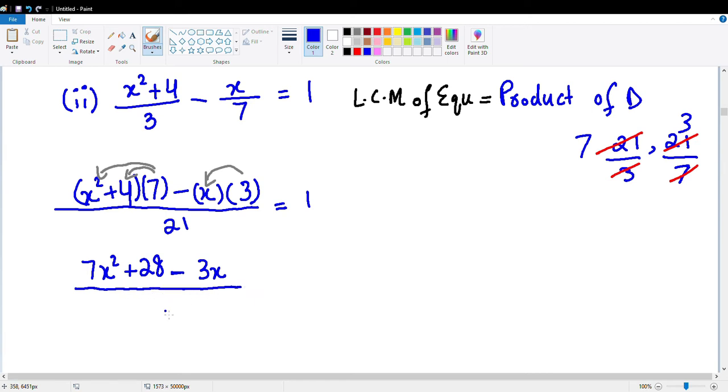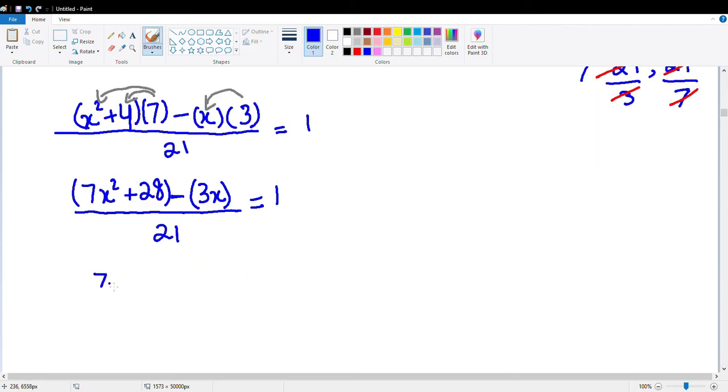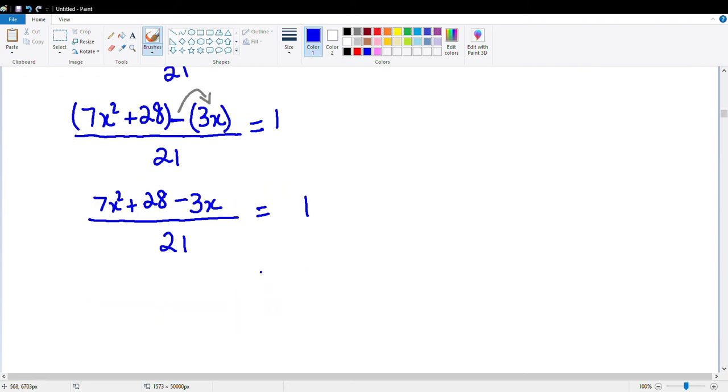over 21. And now these are still in brackets, equals 1. Now we're going to write 7x squared plus 28, and then this minus multiplies with 3x, and we'll get minus 3x, over 21 equals 1. Now you can see that we have a quadratic equation. You probably already know because there was an x squared involved in the first place.